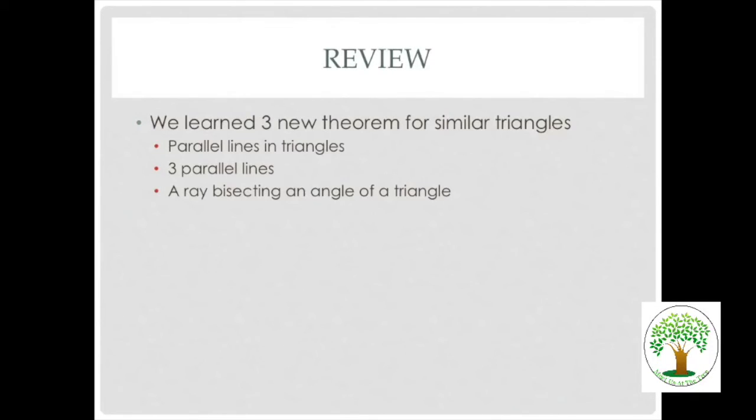All right, here we go. These are the things you learned in this one. You learned about parallel lines and triangles. You learned about 3 parallel lines, and you learned about rays bisecting an angle of a triangle, and there are proportional parts for all of those.